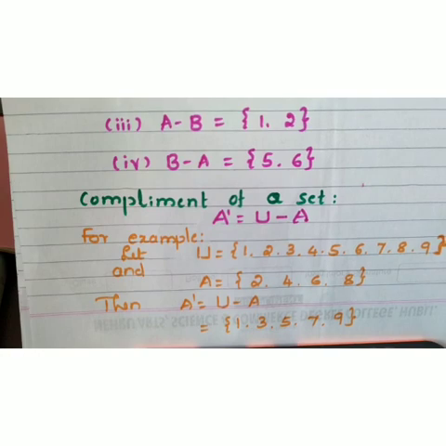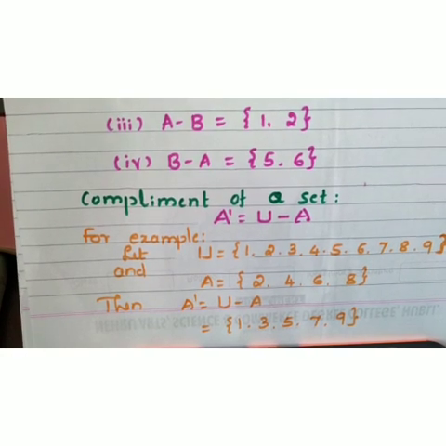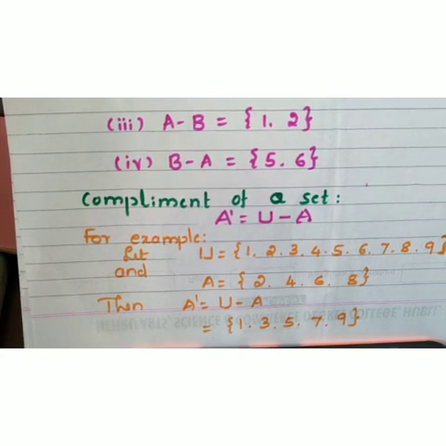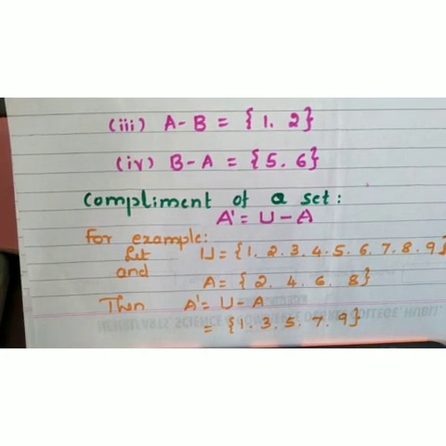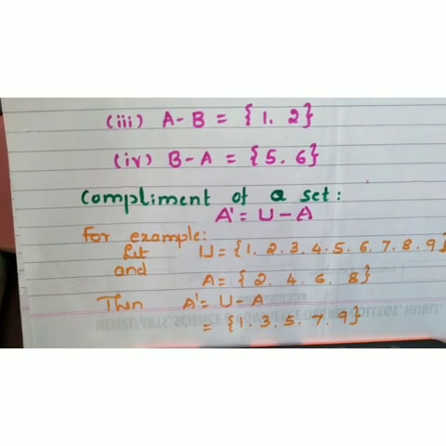Once again I will say, the complement of A means, if A is any set, then the complement of A is denoted by A dash and it is defined as all the elements of U other than A.